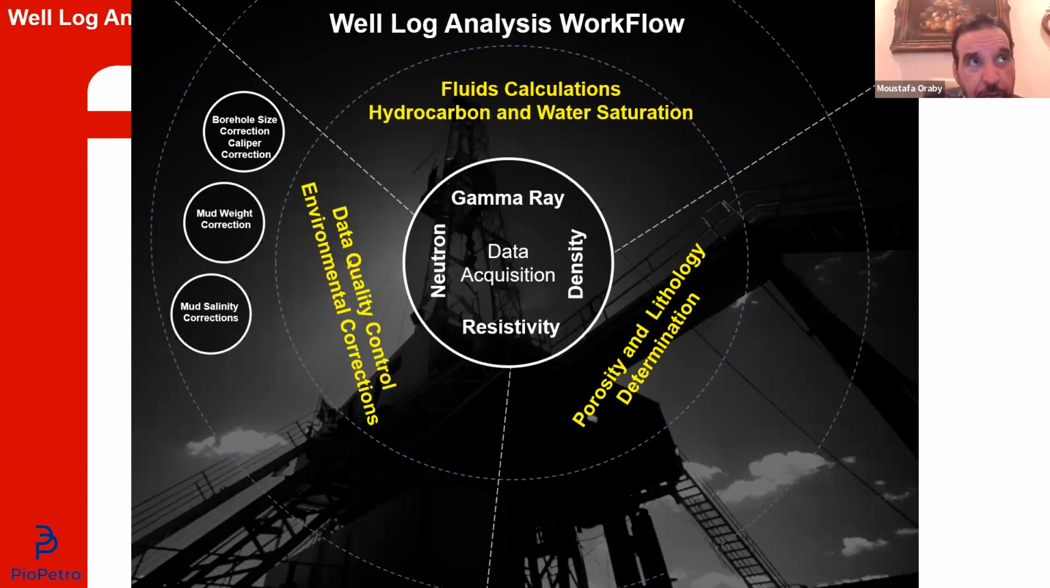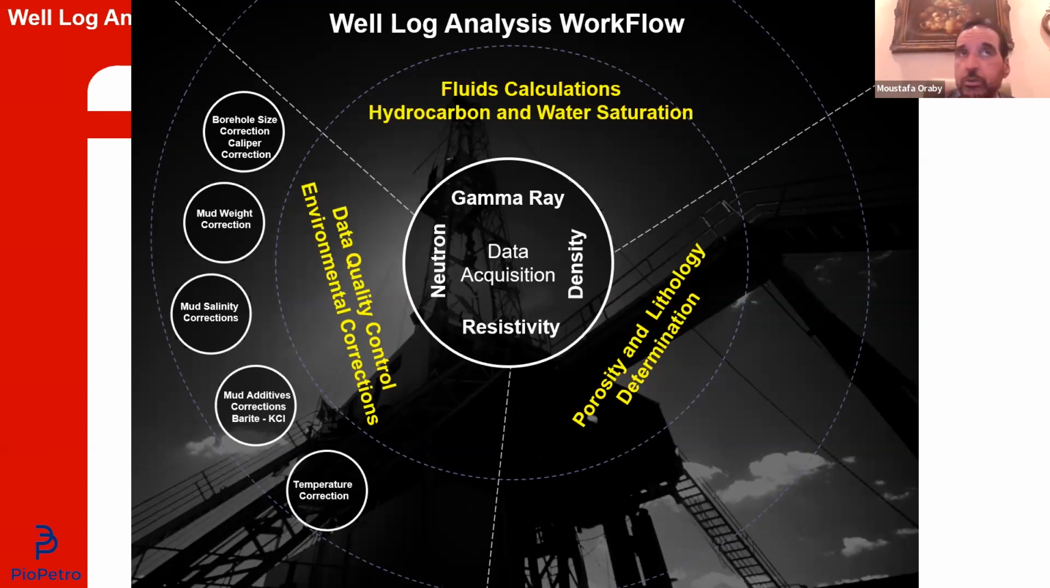Because your environment is different than mine. Like the fourth one is the mud additives. For example, do I have barite? Do I have KCl? I have to do these corrections as well. So we corrected for the borehole size, corrected for the mud weight, corrected for the mud salinity, corrected for the mud additives. Okay. Also, we need to correct for temperature.